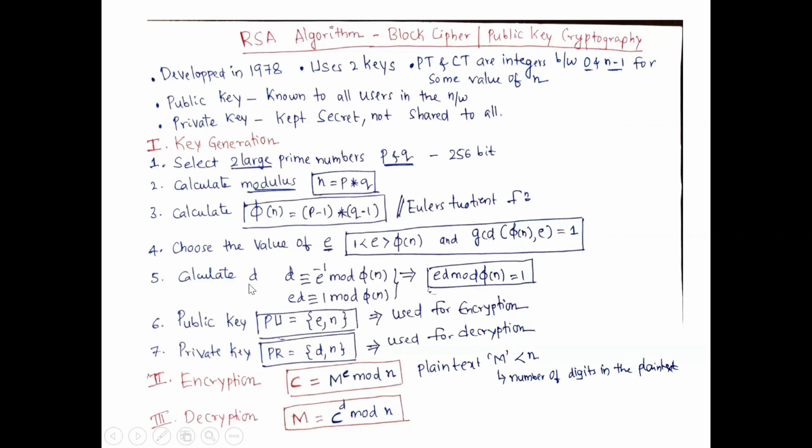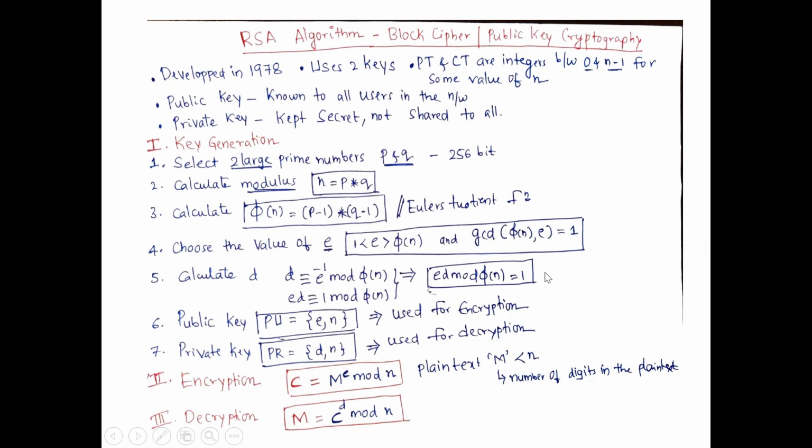Okay. Next, you need to calculate D for decryption. So D is congruent to, this is nothing but the congruence symbol, D is congruent to E inverse mod phi of n. E inverse can be written as 1 by E. If I take that E on the other side, E into D congruent to 1 mod phi of n, which can be further simplified as E into D mod phi of n equals 1. Here we have eliminated the congruence sign.